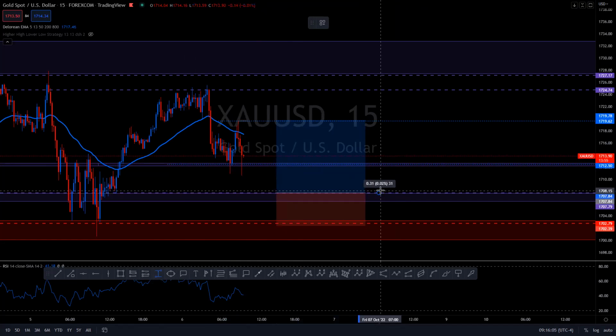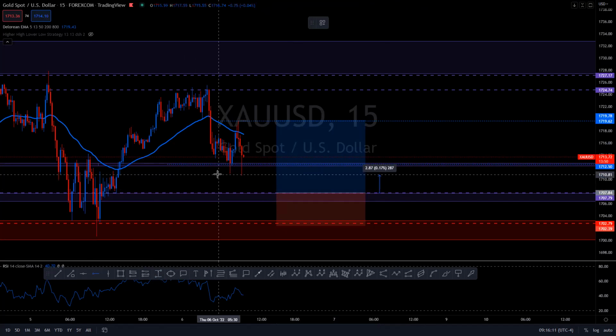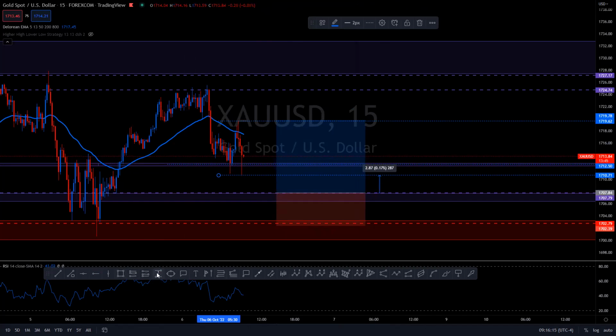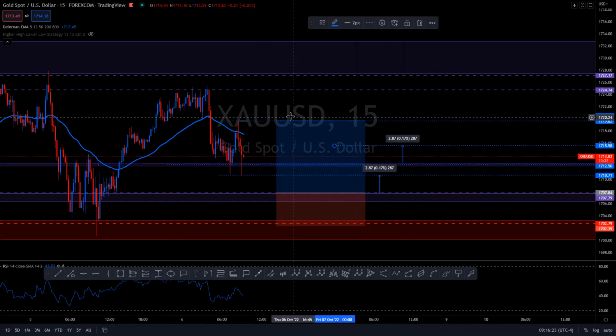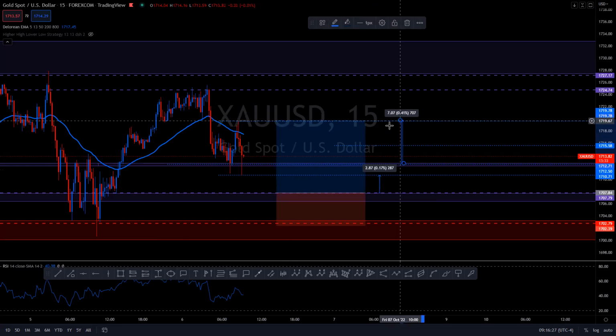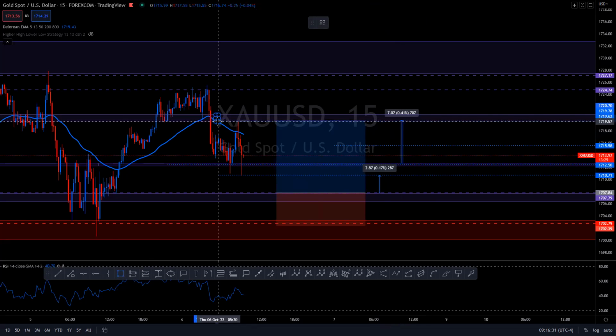So if price goes from here, then I'm looking to get 250 plus points to this point here. But if price goes from this zone here, then I'm looking to get 250 points or more from that point, and then ultimately target this liquidity up here, which would be a total of 700 points. So I'm going to put a zone up here.